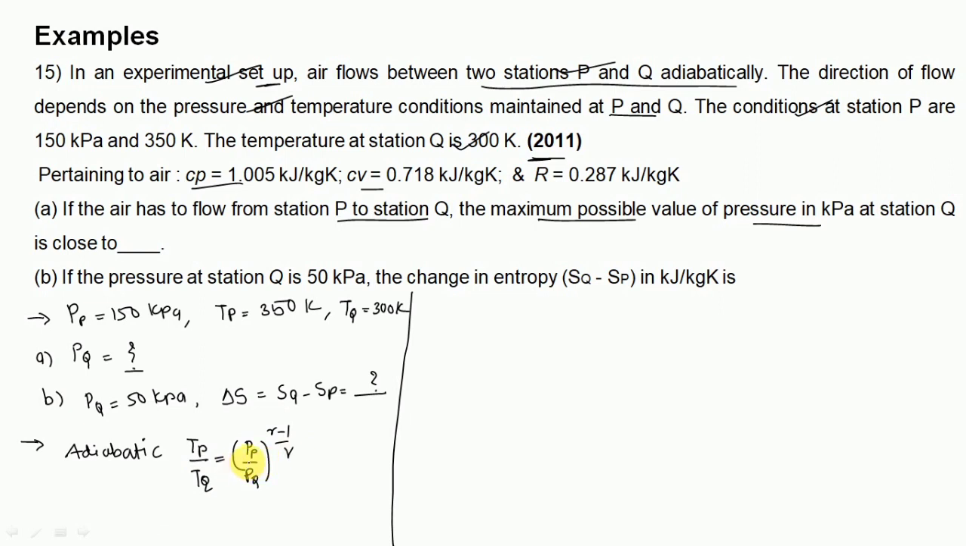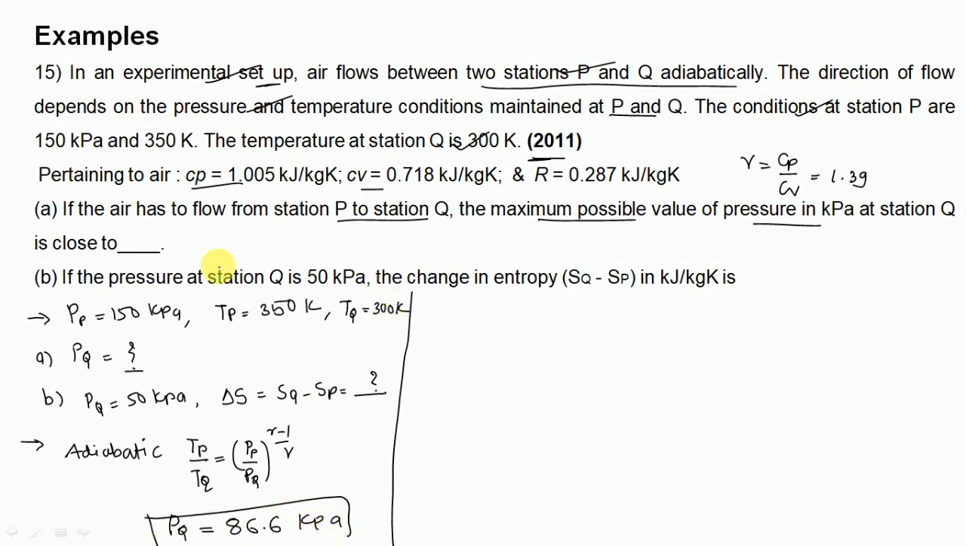Here you can find the value of gamma, and gamma is equal to Cp by Cv. Cp is given as 1.005 and Cv is given as 0.718. From these values you find gamma, which is about 1.4. Put in all the values: Cp is given, Tq is given, pressure at P is given, so you can find the value of Pq very simply by putting the values in the calculator. So you get the value of Pq from this relation, 86.6 kilopascal. This is your first answer.